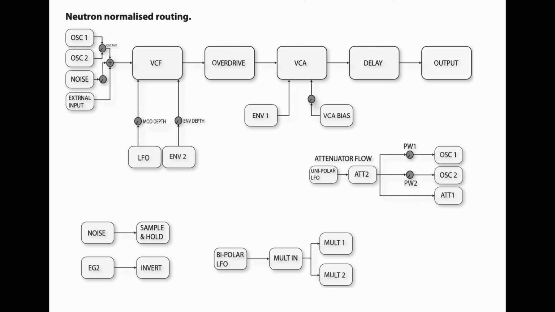Okay, let's have a look again at the Neutron normalized routing. At the moment, we've done this bit. However, the noise and external inputs are not yet available. They will be at a later stage. But so far, we got the oscillators done with the oscillator mix. And now we are looking into the VCF. This is just to inform where we're standing at the moment in case someone missed my other previous videos about the Behringer Neutron. So this is what we're going to discuss today. And I suggest going back to see what has been done.